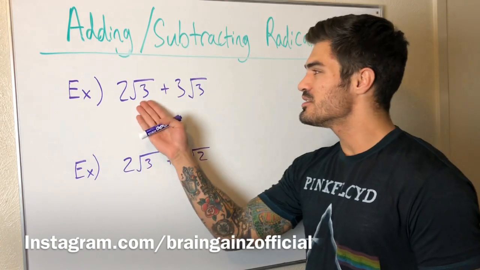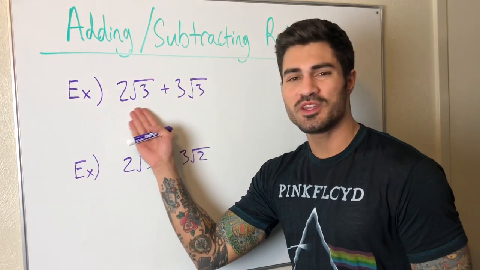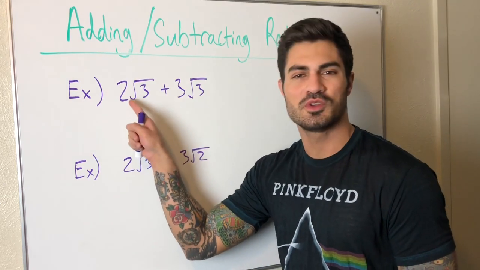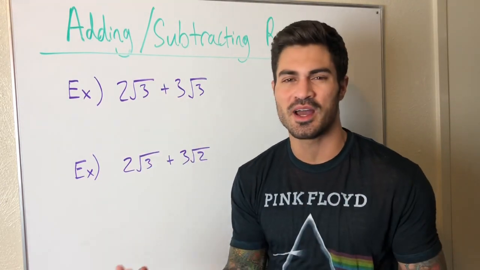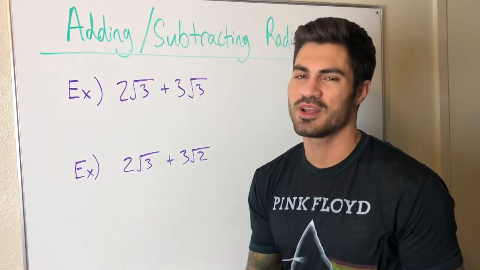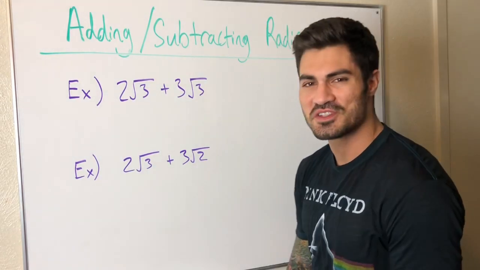We have 2 square root of 3, and what this really is, is multiplication. This is 2 times square root of 3. It's like an invisible times symbol. It's just implied. It's kind of like putting 2x, right? That's 2 times x. We just don't write the times to save time.